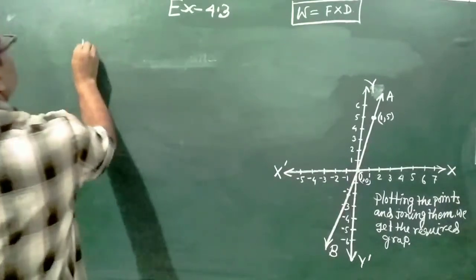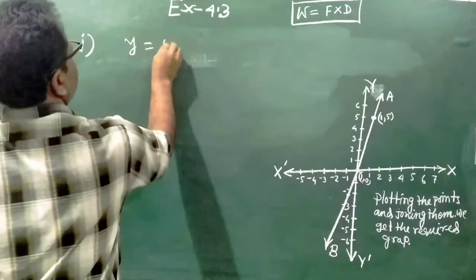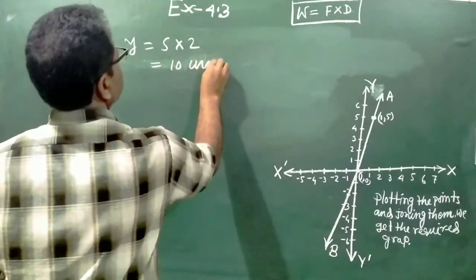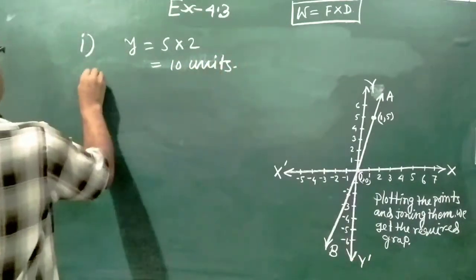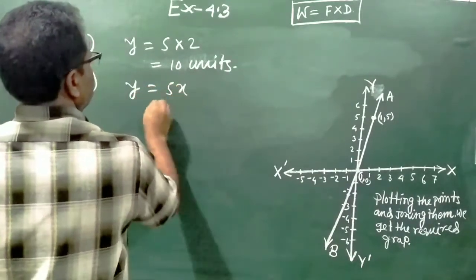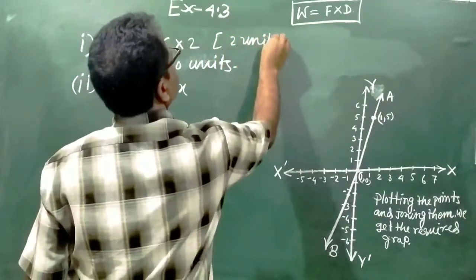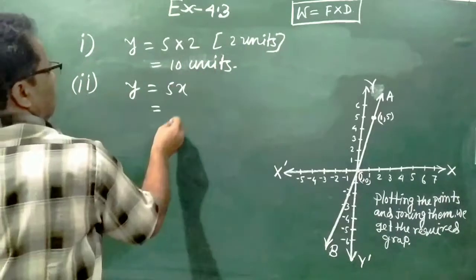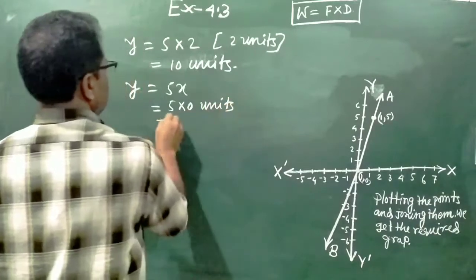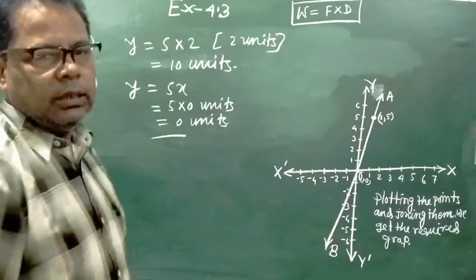So first part of the question, when work done is 2 units, then y is equal to 5 into 2. This is 10 units. Second part, y is equal to 5x. Then here given 0, here 2 units given. That is why that 2 is put here. Then 5 into 0 unit. This is 0 units. So this is the complete answer for question number 6.